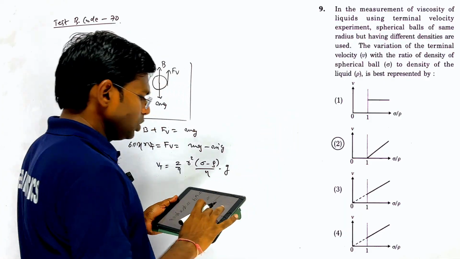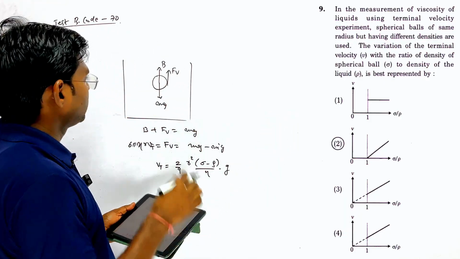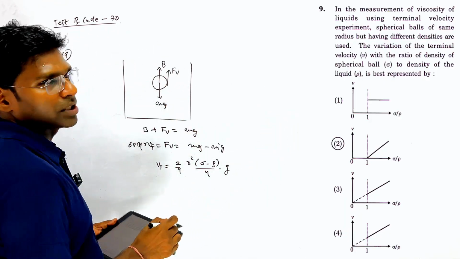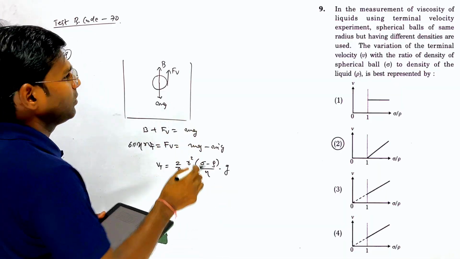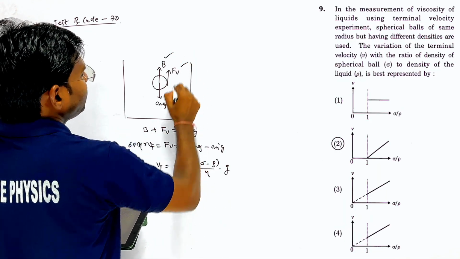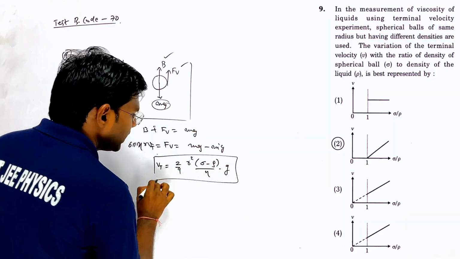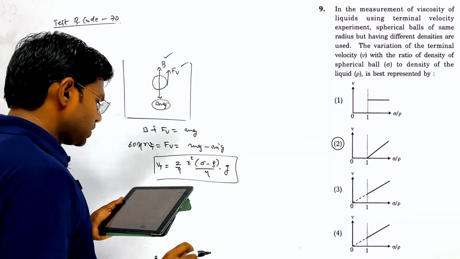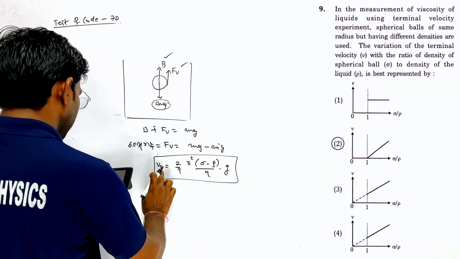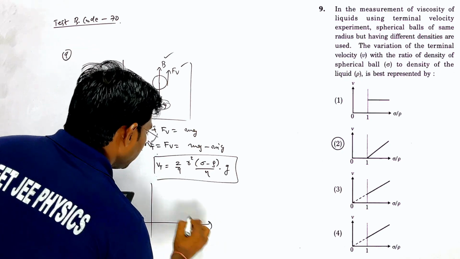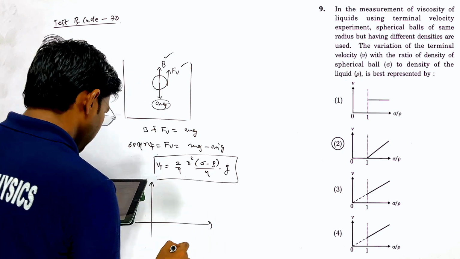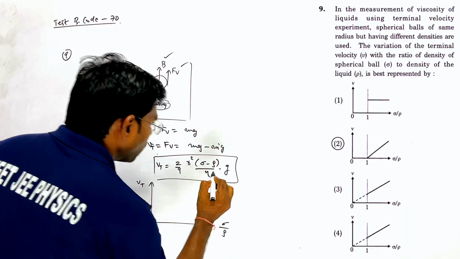So read this question. Question number 9, the viscosity. It is based upon the terminal velocity, right? Although the concept of the terminal velocity, you know that buoyancy and the viscous force become mg, and when you calculate this, the terminal velocity formula is this. So according to the question, the variation of the terminal velocity with the ratio, right? The ratio of sigma upon rho.